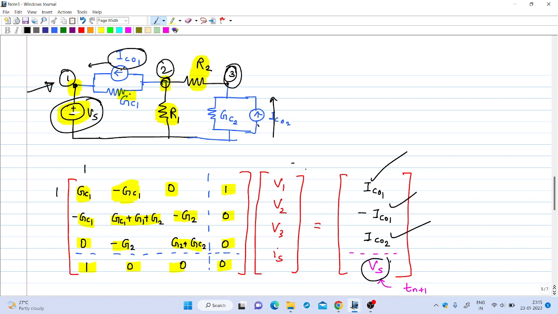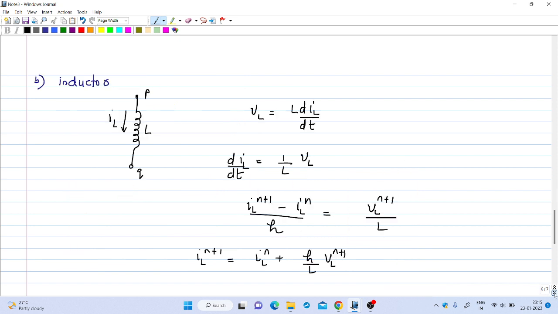So we got the equation. From this, these equations can be solved. This Vs we have to substitute at the value corresponding to t equal to T n plus 1. And this can be solved to get V1 n plus 1, V2 n plus 1, V3 n plus 1 and Is n plus 1. So this is how we can use equivalent circuit approach to solve a circuit involving capacitances.